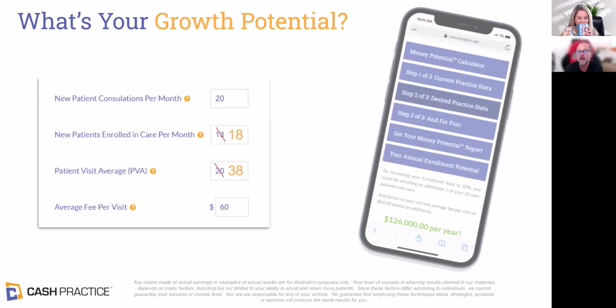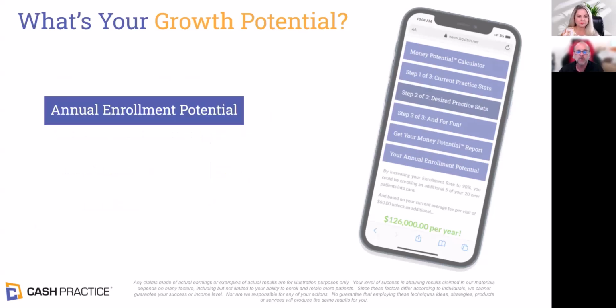So we're going to say here the PVA almost doubled. It went from 20 to 38. Now, again, if you do this on your own, you may change the numbers and see how it comes out. But for this illustration, I want to show you this is not an unusual example of showing improvement when you apply the care planning. So, annual enrollment potential. In this example, going from enrolling 13 out of 20 to 18 out of 20, it increased the revenue of that practice $72,000 per year. That's based upon a $60 visit. Enrolling an additional 5 new patients a month resulted in $72,000 per year.